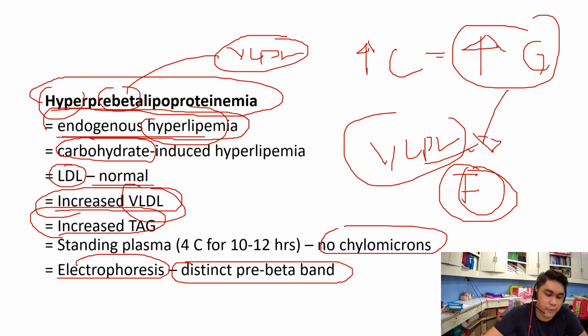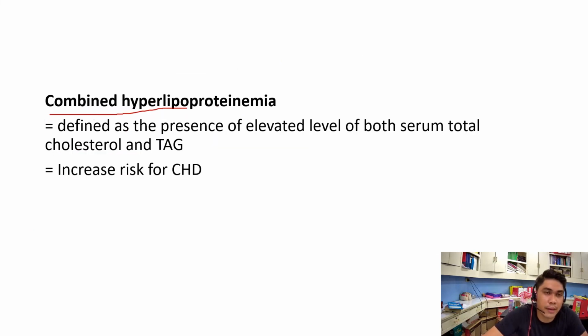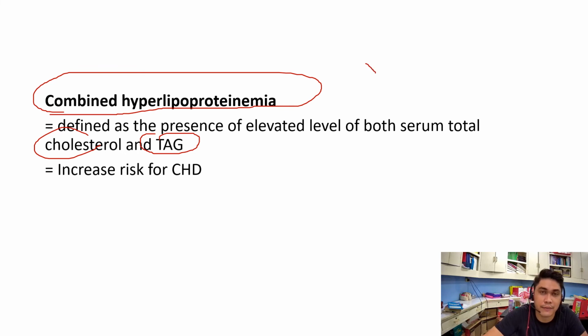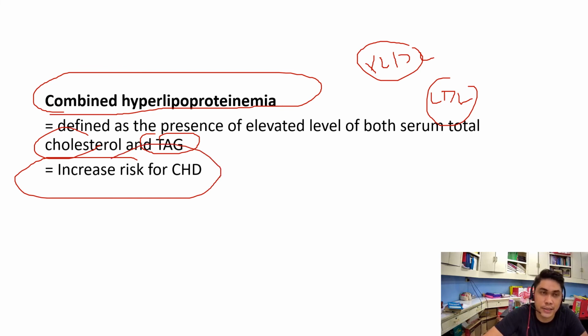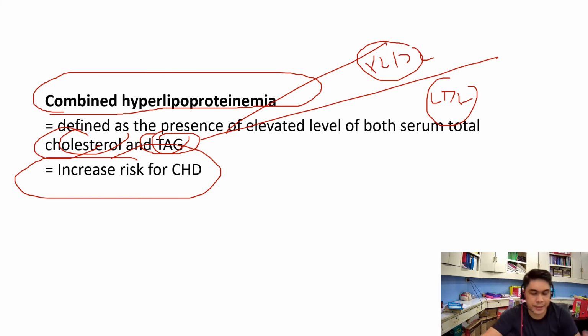So dysbetalipoproteinemia is type 3. This one is type 4. Then next you have combined hyperlipoproteinemia. So for combined hyperlipoproteinemia, you have an increase in cholesterol and an increase in triglycerides. So meaning there's an increase in VLDL and also an increase in LDL. So for this one, since you have an increase in LDL, you have increased risk for coronary heart disease. So that's for combined hyperlipoproteinemia: increased cholesterol, increased TAG due to an increase in VLDL and LDL. So combined is type 2B.